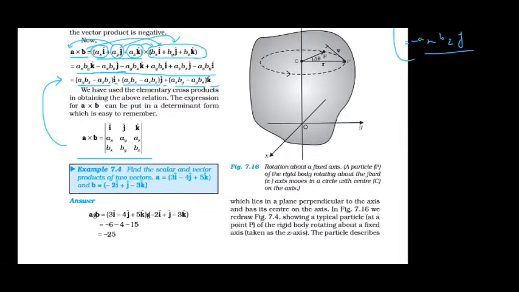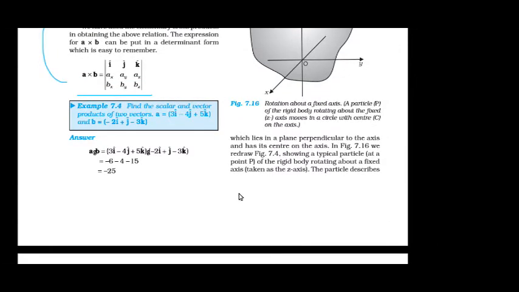Now let us solve one problem of this type. Find the scalar and vector product of two vectors, a is equal to 3i minus 4j plus 5k and b is equal to minus 2i plus j minus 3k.